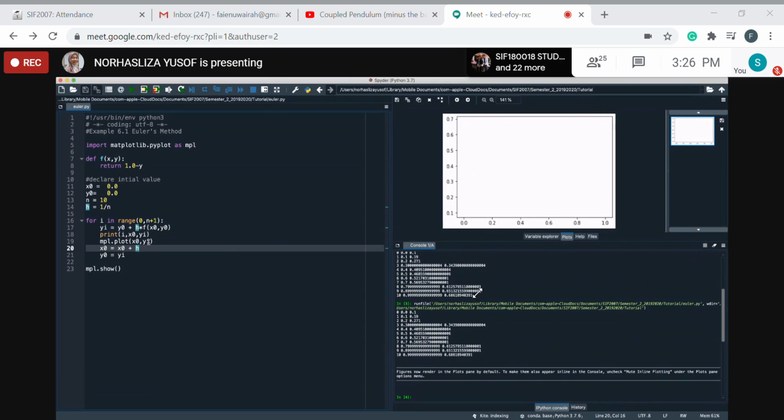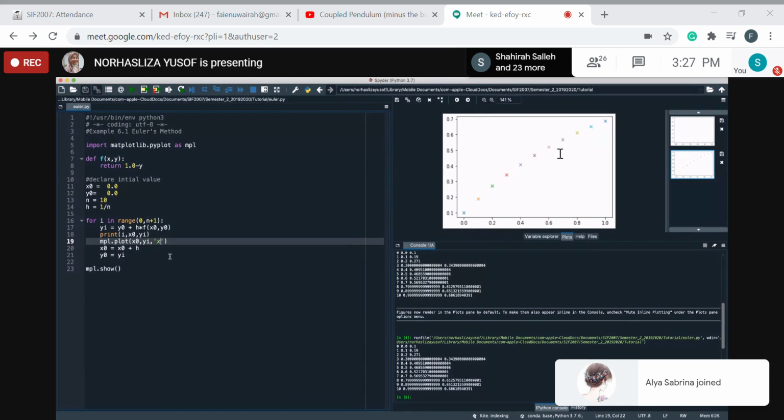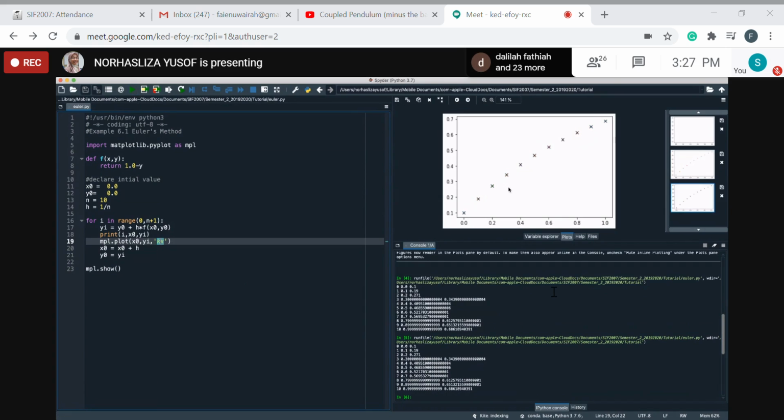If you have it like this, don't panic. What you should do is put a marker, something like this. With the marker, all the numbers here will be produced as an X. You can see they are produced like that. This Y is in rainbow because it follows the RGB color mode, red, green, blue. If you want to make it a single color, k is for black. And then you can see this is how the solution of Euler's method solves your ODE.